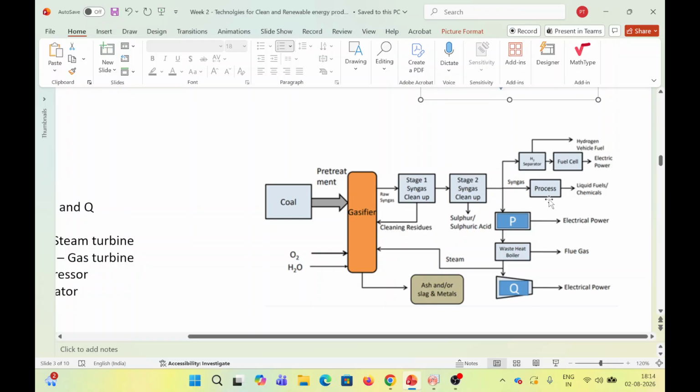Once that process is completed, there are two ways. One way is that it goes for some sort of liquid fuel or chemicals production. The other way is, since syngas has CO and H2, you can separate the hydrogen gas using an H2 gas separator, and then you can use it for hydrogen vehicle fuel, or for a fuel cell, and then generate electrical power. Or this syngas can be used for some operation to generate electrical power.